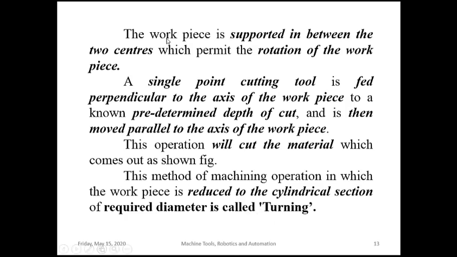Here, after the definition, write: the workpiece will be fixed between the two centers and is made to rotate at very high speed. A single point cutting tool will be fed against that rotating workpiece and then it will be moved parallel to the axis of the workpiece. As the tool comes in contact with the workpiece, it starts to remove the material, and the excess material will be completely removed. Then we will get that cylindrical section of the required diameter. Yes, that process is called turning operation. Don't write anything other than that.